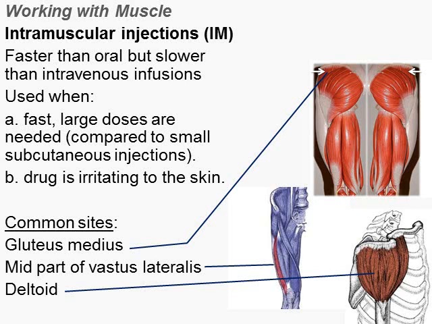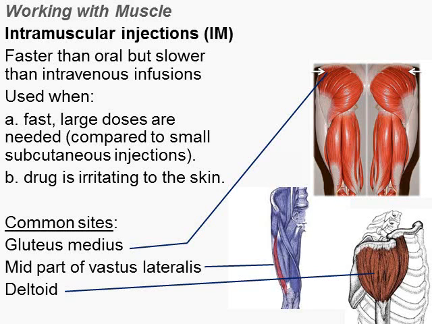This is one of those "when things go wrong" lectures. Intramuscular injections are faster than oral, but slower than intravenous infusions through the skin. So why would we do these? Well, what if we need a fast, large dose, such as in a life-threatening situation?